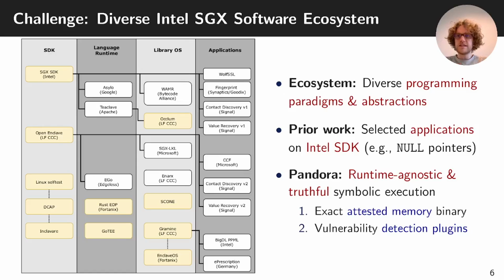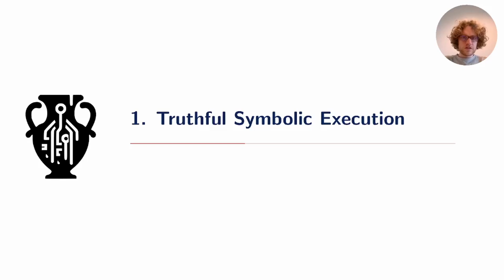And secondly is an approach to deal with the complexity of this moving target nature of vulnerability detection, and allows to easily add new types of vulnerability detectors by means of plugins. So let's start from the first. How do we go about this notion of truthful symbolic execution?